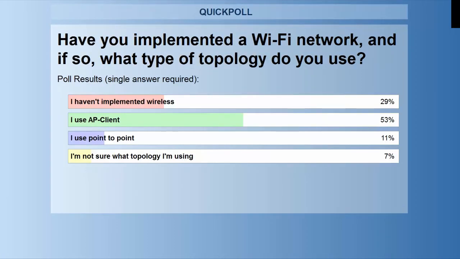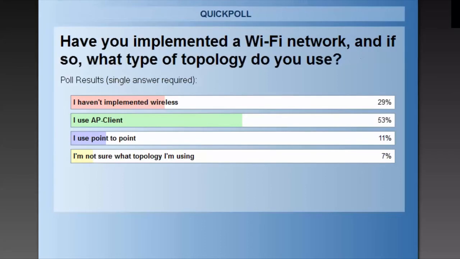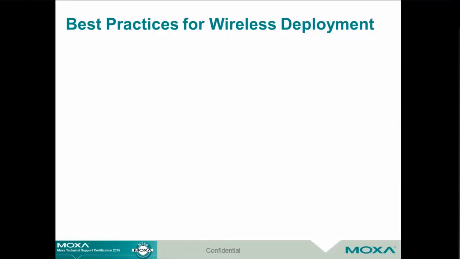All right. So thanks everybody for voting. Here are the results of that vote. It looks like 29% of you say I haven't implemented wireless. So again, hopefully we'll give you some good data to use if you're thinking of doing so. 53% of you use AP client, which is the most common type of topology. 11% of you use point-to-point, and the last 7% of you aren't quite sure what topology you're using. So thanks guys for participating in that. We will be having a couple more web poll questions throughout the webinar for you as well.